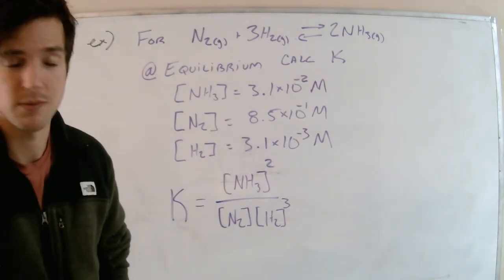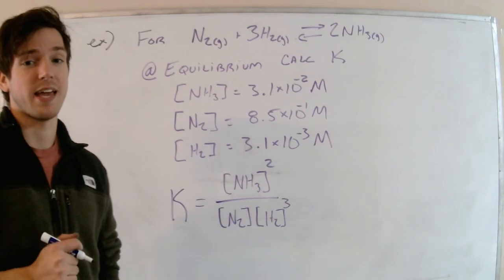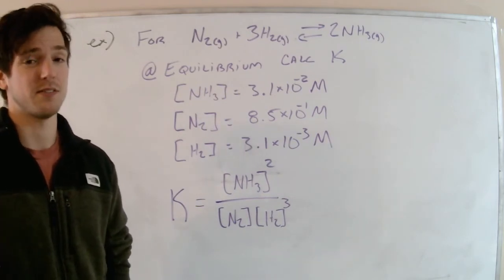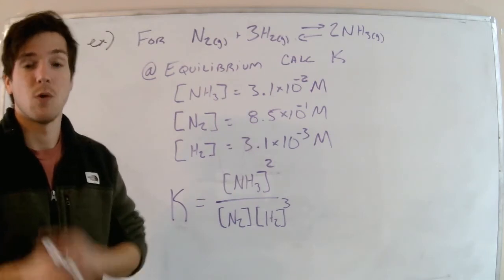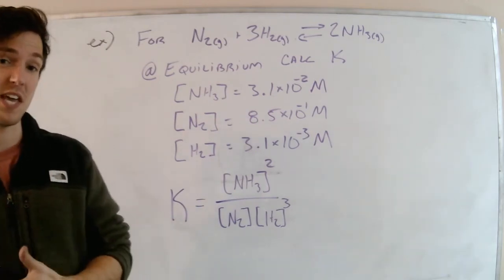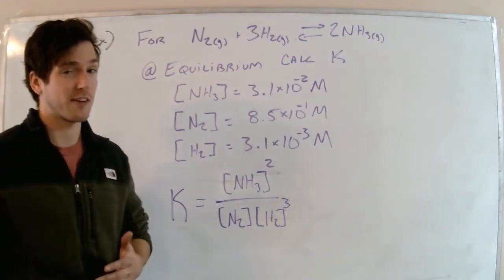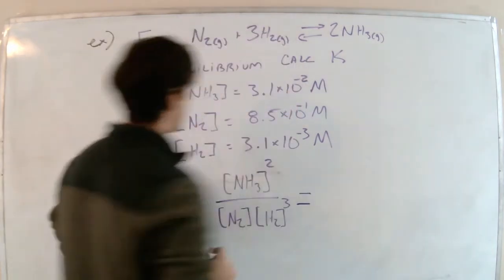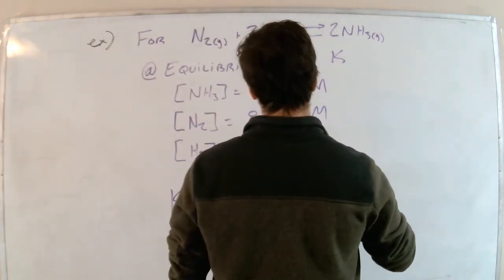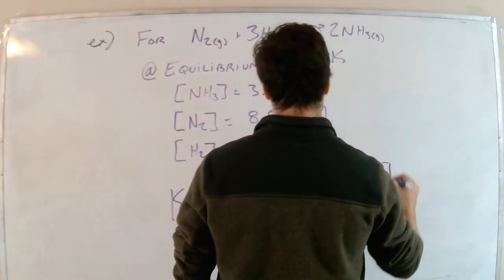Easy stuff. But now I want to calculate my K. So now it's pretty easy. All I'm going to do is plug in these concentrations. Once I plug in those concentrations, it'll give me a K, and then I can tell you if it's product favored or reactant favored. So let's go ahead and do that. NH3 is in there, so we're going to put 3.1 times 10 to the negative second squared.